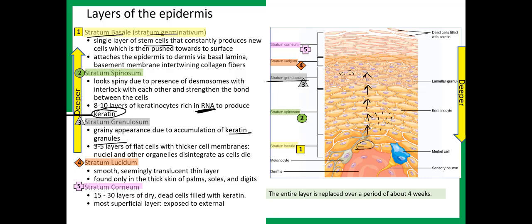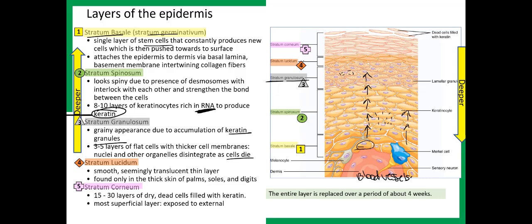And what happens is that as the cells progress superficially, they get further and further away from the source of the blood vessels. So they start to die, and they start to dehydrate, right? So as the cells die, you can see the cells become flatter and flatter in shape.